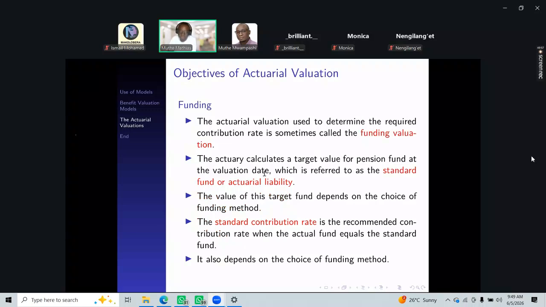So of course, there are a number of objectives for doing this actuarial evaluation, but like I said at the beginning, the first one is funding, and this is called a funding valuation. Why? Because we need to set the contribution rate which would allow us to cover all the projected benefits at the end of the day. So we have what we call a standard contribution rate. A standard contribution rate is a contribution rate which ensures that the actual fund equals the standard fund. So the standard fund is like the target fund, right?